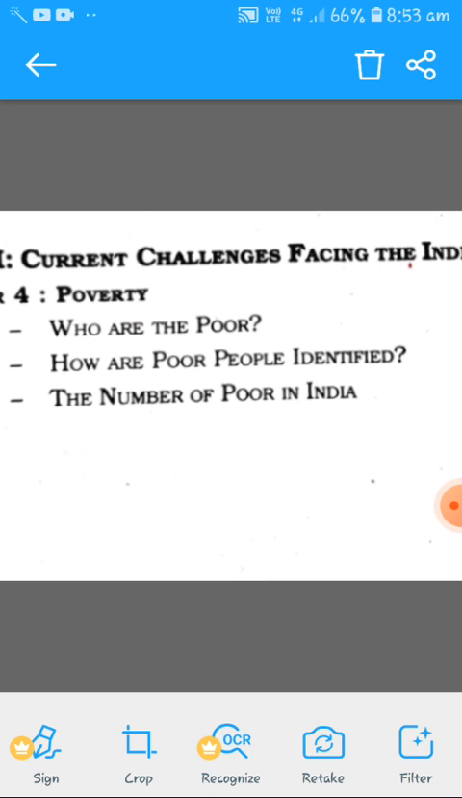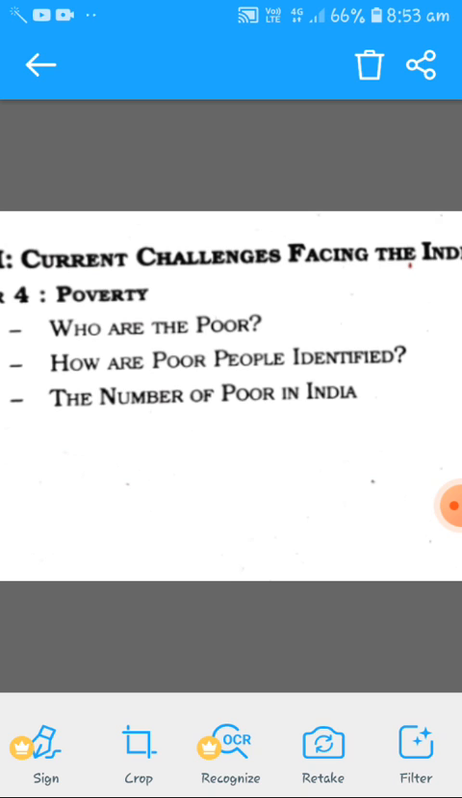Now here, what we are going to see is who the poor actually are. There are some dimensions that will tell us who are poor. Next, how are poor people identified? We have some criteria to identify the poor people. That we are going to see in the chapter.